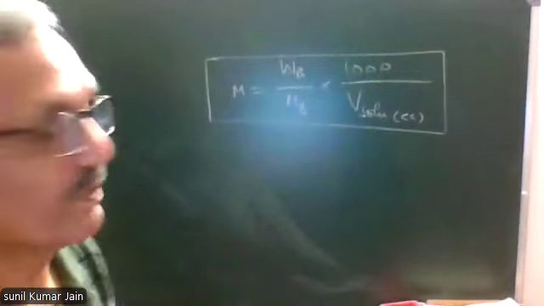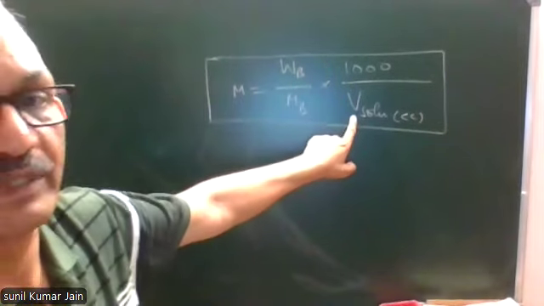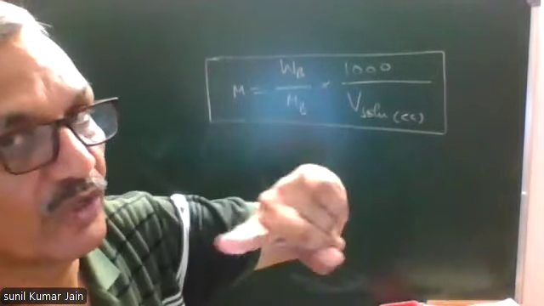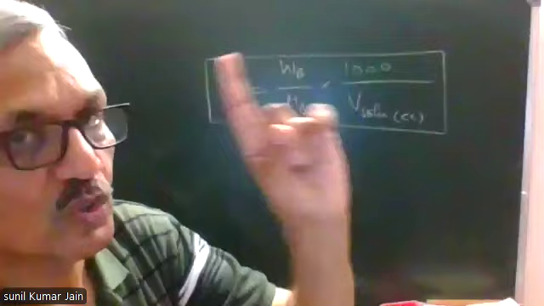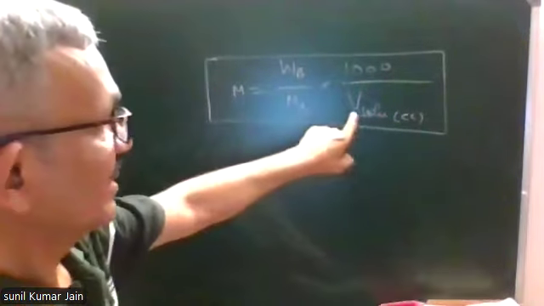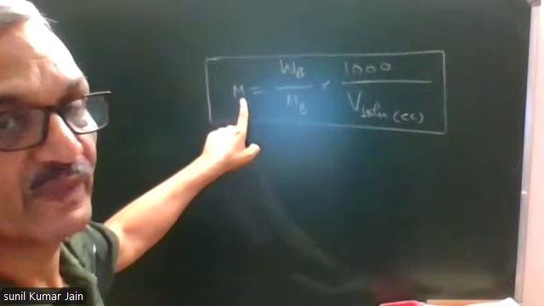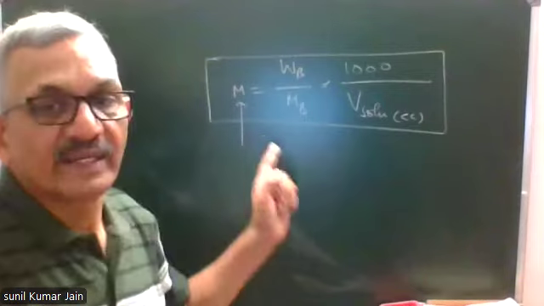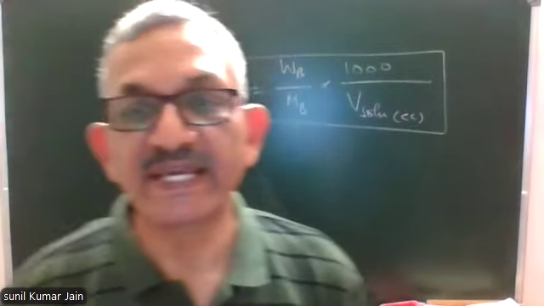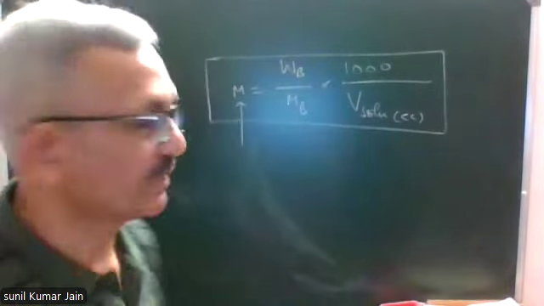But before we solve the numerical, look here. On the right hand side, we are using volume in the denominator. And you know, volume increases with increase in temperature. So when temperature is increased, volume will increase. Volume increases means molarity will decrease. So write down molarity is inversely proportional to temperature.